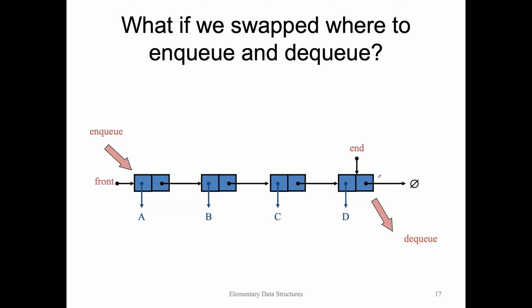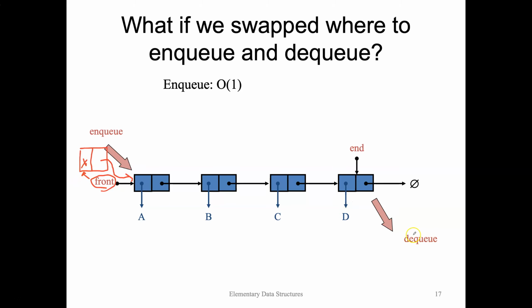So if we want to enqueue, for example, we create a new node here. We'll store here whatever item we were enqueuing, and we can update its next pointer to be whatever front is pointing to, and then we can update this front pointer to be referencing whatever the new item that we just added was. So enqueue we can do in constant time still.